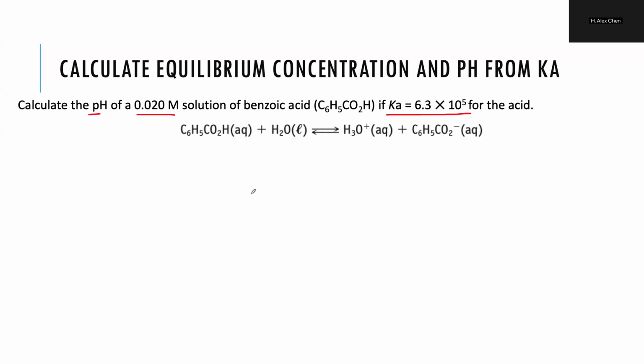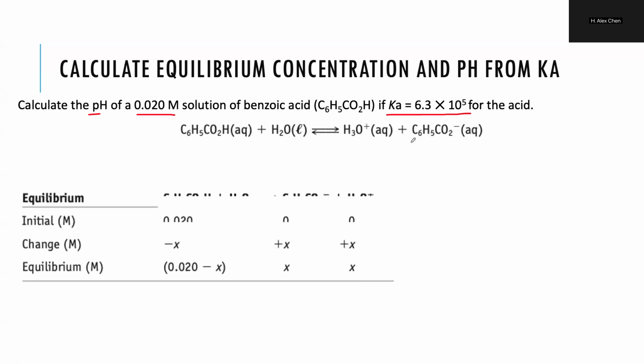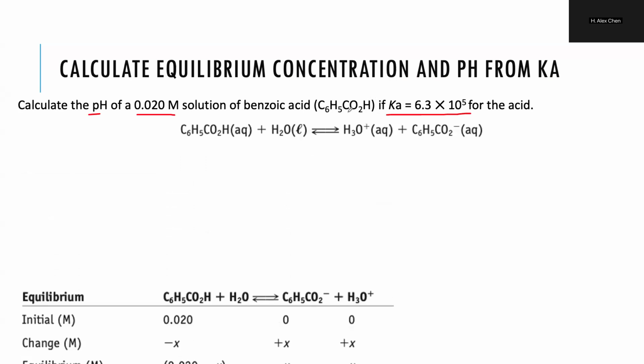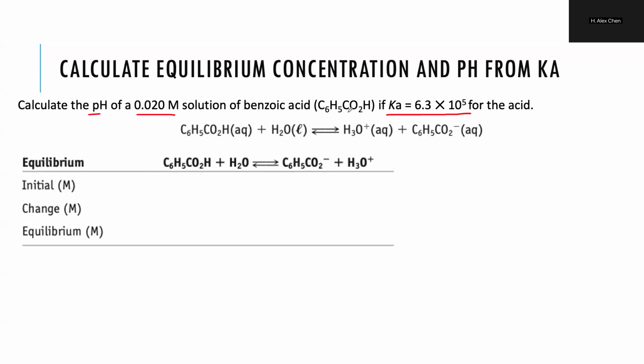So what should you do? In this case, the equation is given. Equations are usually or almost always given, so you don't usually need to worry about writing equations, but the first step is, it seems like here, I can start with my RICE table. Whenever you see a weak acid, when you have a long formula like that, the chances are it's a weak acid. So you're going to write the RICE table.